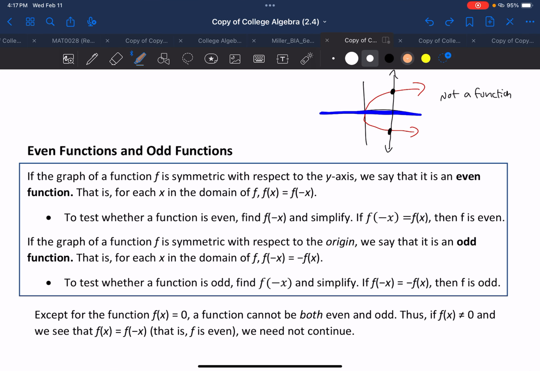And we have a special word for functions that are symmetric with respect to the y-axis. Those are called even functions. So a function is even if it's symmetric with respect to the y-axis. And a function is called an odd function if it's symmetric with respect to the origin.